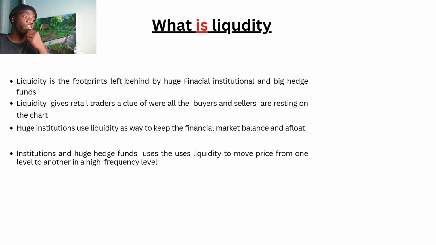Institutions and huge hedge funds use liquidity to move price from one level to another at a high frequency level. What I'm meaning here is that liquidity can be seen in the chart. You just have to know how to see where it is. Most of these huge financial institutions and hedge funds target those areas of liquidity to take traders out, liquidate traders, so they can push the price to where they want it to go.